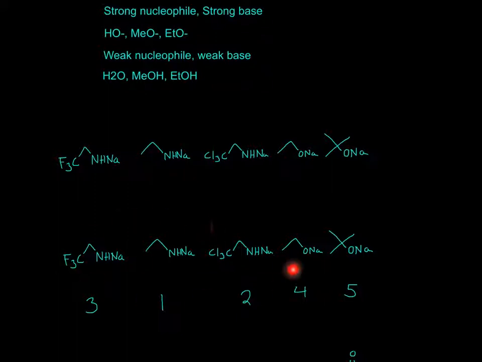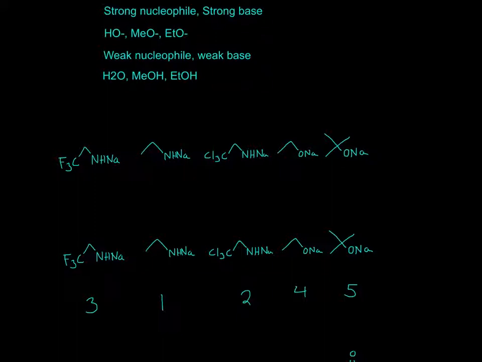So that means that these 3 will be better nucleophiles than these because a negative charge on nitrogen is more unstable. So now we have to determine between these 3 because all 3 of these have nitrogen. So now what we look at is induction effects. Induction is when an electronegative atom, such as chlorine or fluorine, pulls away the negative charge.